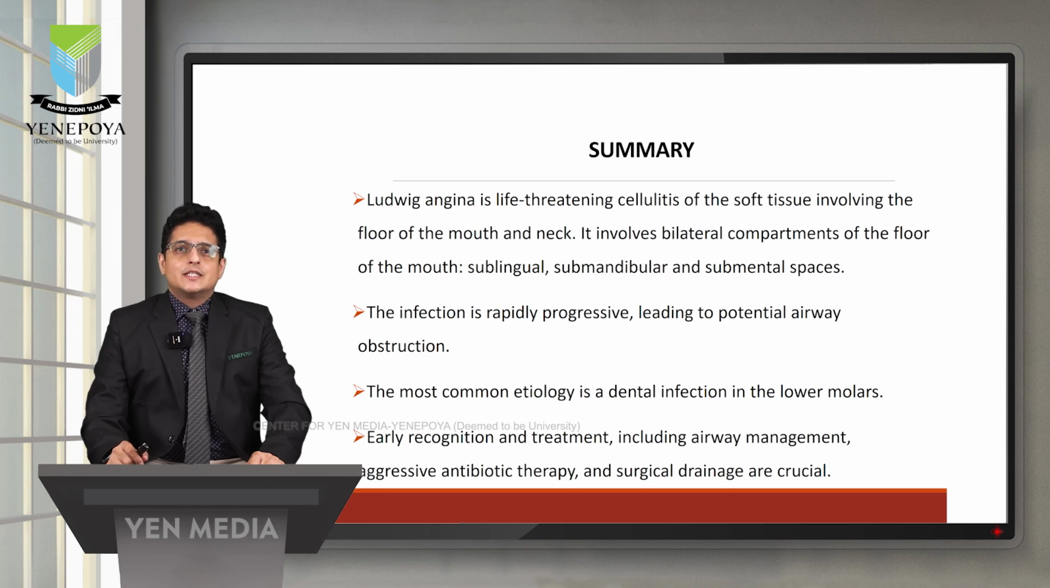In summary, Ludwig's angina is a life-threatening cellulitis of the soft tissue involving the floor of the mouth and the neck. It involves bilateral compartments of the floor of the mouth: sublingual, submandibular and submental spaces. The infection is rapidly progressive, leading to potential airway obstruction. The most common etiology is a dental infection in the lower molars. Early recognition and treatment, including airway management, aggressive antibiotic therapy and surgical drainage, are crucial.